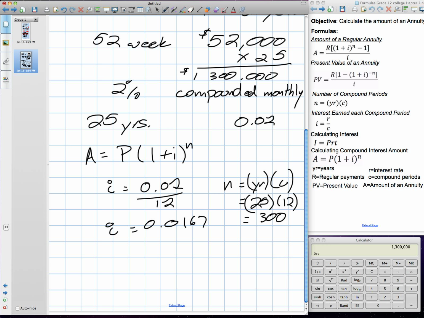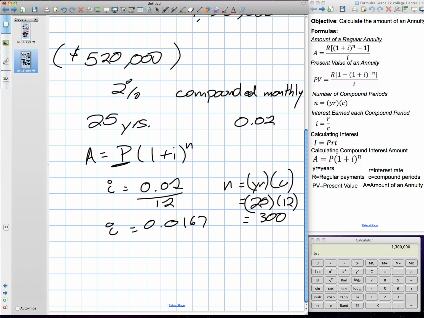So we need to figure out what the present value would be worth. Is it worth more or less than this? We're trying to see if this payout they're willing to give us is essentially good for us. So we know it's going to have to equal 1.3 million. That's the total amount after 25 years. What's the principal? So if I took this amount and put it into the bank, what would get me 1.3 million in 25 years? 1 plus 0.0167 to the power of 300.